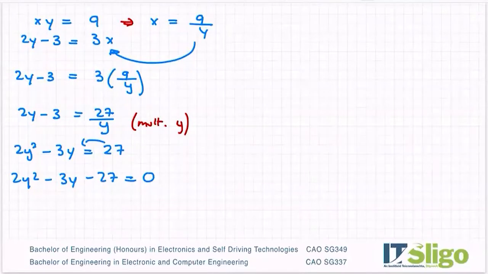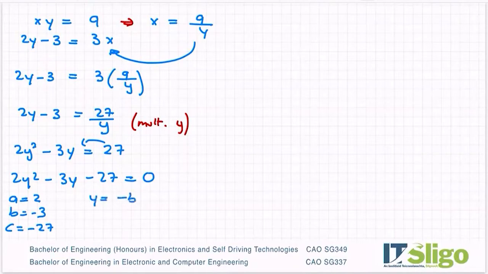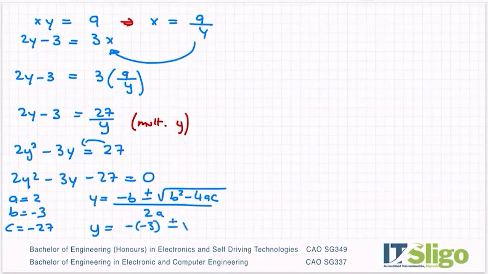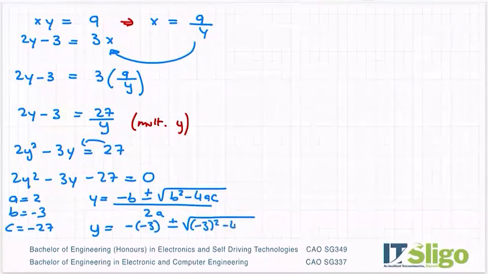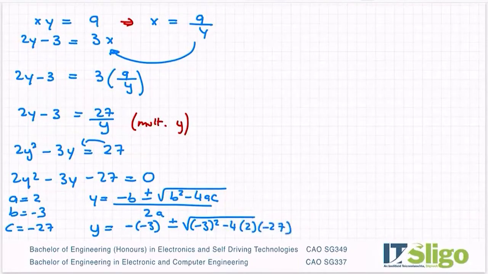Okay, so let's solve it. I don't see the factors jumping out at me, so I'm going to use the minus b formula. So y is equal to minus b plus or minus the square root of b squared minus 4ac, all over 2a. So y is equal to minus minus 3 plus or minus the square root of minus 3 squared minus 4ac, all over 2 times 2.